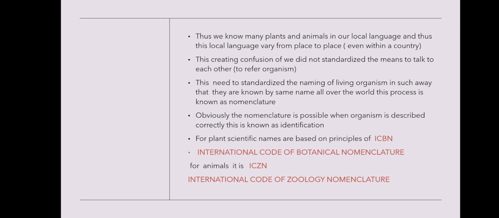For plants, the scientific names are based on the principles of ICBN, that is, the International Code of Botanical Nomenclature. Whereas for animals it is ICZN, that is, the International Code of Zoological Nomenclature.